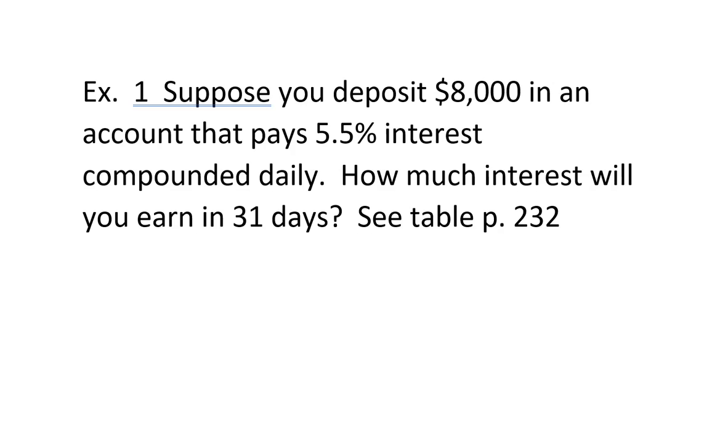Example number 1. Suppose you deposit $8,000 in an account that pays 5.5% interest compounded daily. How much interest will you earn in 31 days? You're going to see the table on page 232. There's a larger table in the back of the book, and it would be table A10. It has a small table at the top and a larger table at the bottom.